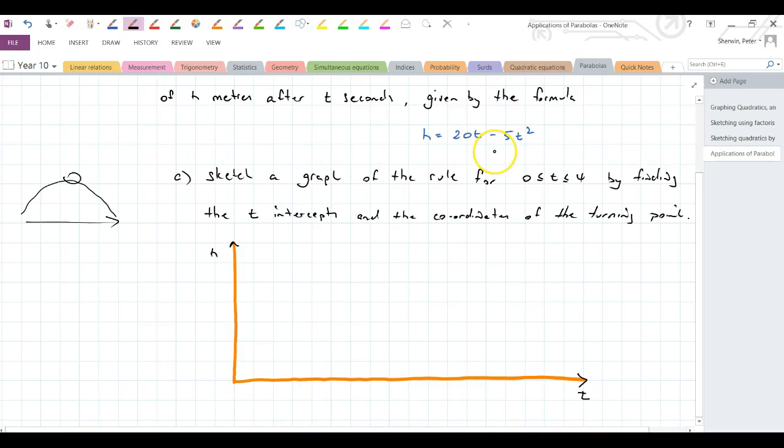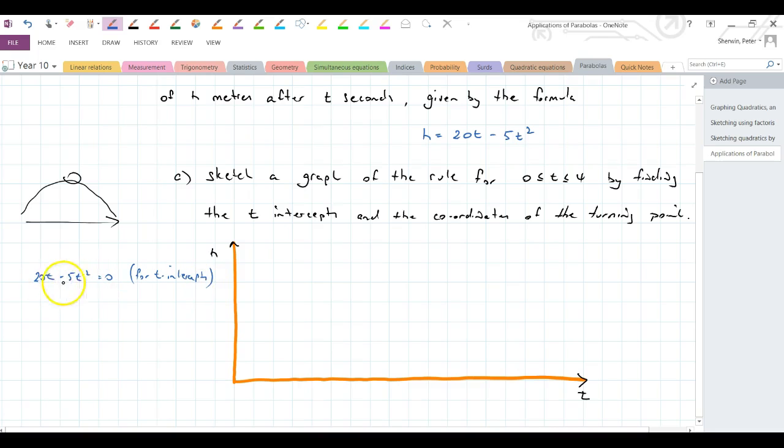Now we need to sketch this. You could get your graphics calculator out and do that, but I reckon this is pretty easily done algebraically. We're going to 4 on the t-axis by finding the t-intercepts and the coordinates of the turning point. So let's find the t-intercepts, or where h equals 0, because when h is 0, we've got our t-intercepts, haven't we? So let's solve for h equals 0, so it's 20t minus 5t squared equals 0. Now this is for t-intercepts.